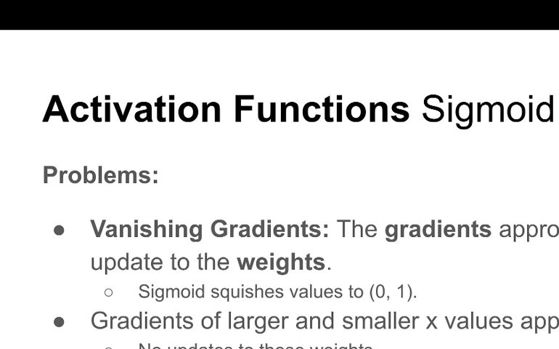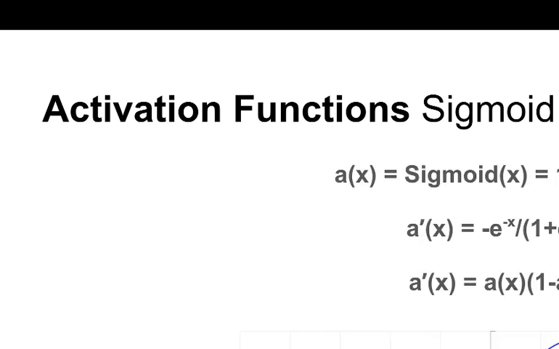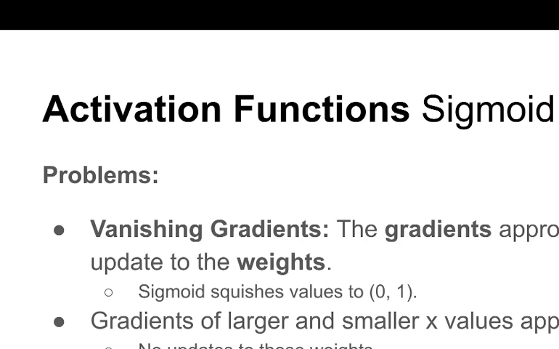The problem is that sigmoid squashes these values between 0 and 1. And if you go to this picture, the gradients here are pretty much 0, right? And that's a big problem, as you guys will find out later, because you won't be able to update these weights at all. So the gradients get smaller as values move away from 0. Like I said, no update to these weights.